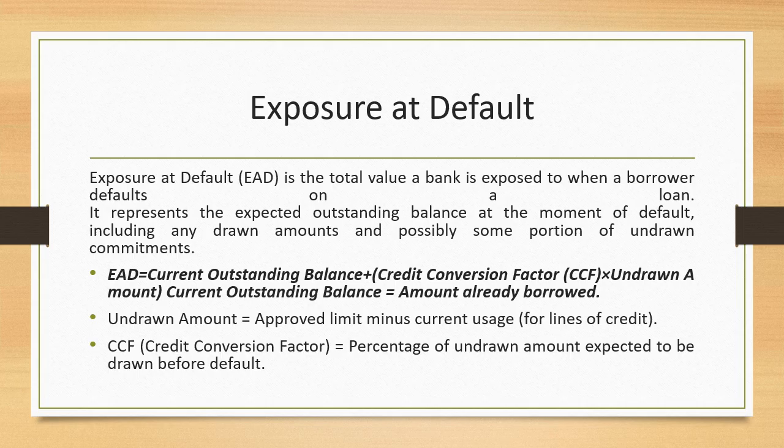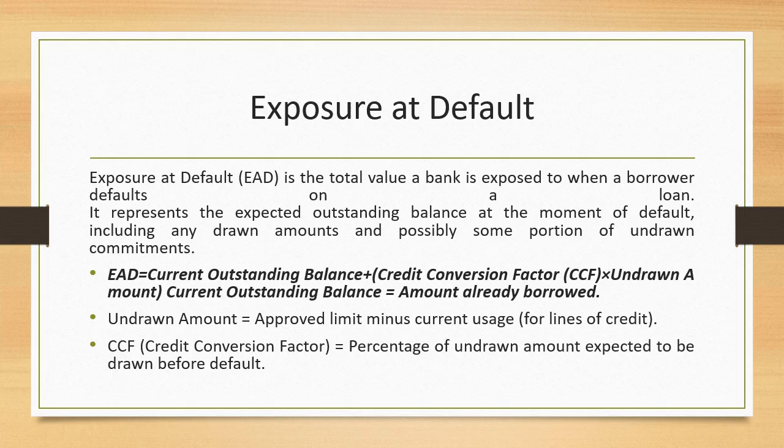So when you default, the balance left is nothing but exposure at default, including any drawn amount and possibly some portion of undrawn amounts. Many times there are loans which are not fully drawn, so there could be an undrawn amount. When we calculate EAD, we take into consideration the current outstanding balance, which is what we do in the case of normal loans, and the credit conversion factor into the undrawn amount.